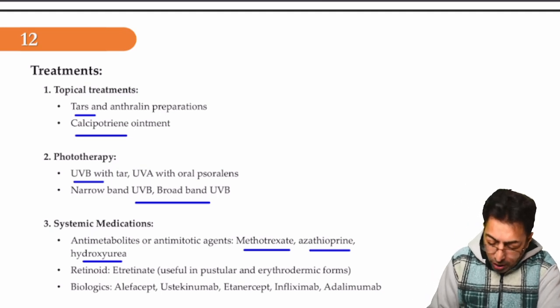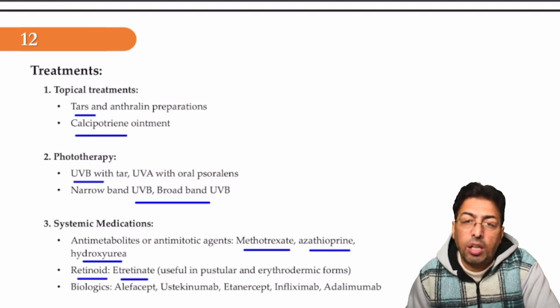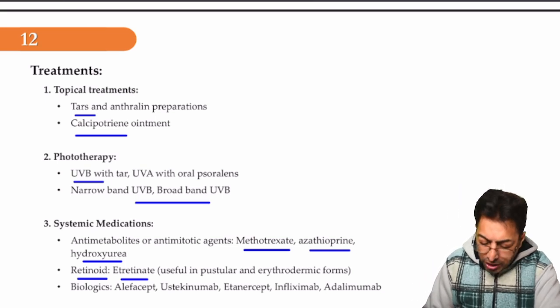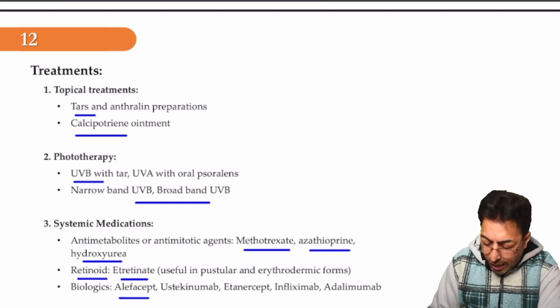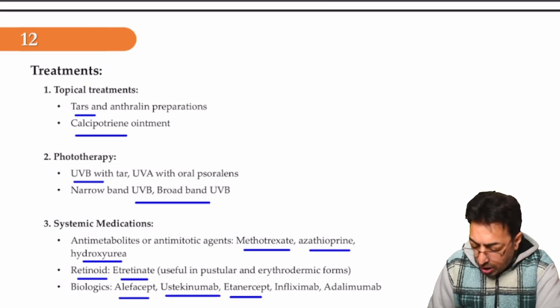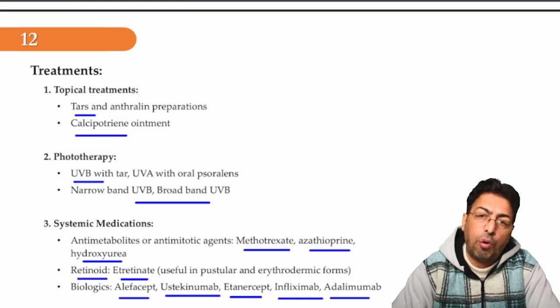So that's important. Retinoids, as I mentioned at the beginning, in various forms are given in the treatment of psoriasis. Now, additionally, lately it has been found that some biological agents like alefacept and ustekinumab, etanercept, infliximab, and adalimumab are lately given for the treatment of psoriasis.